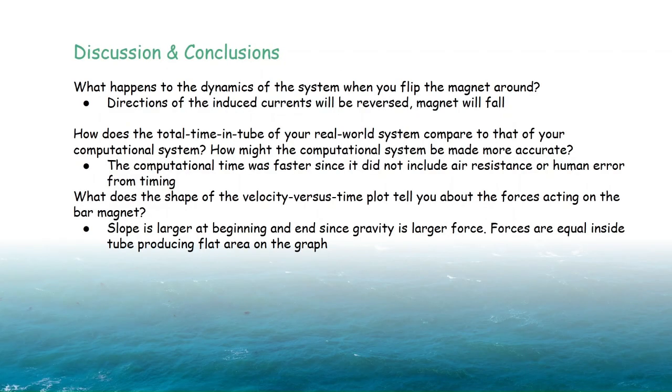So what happens to the dynamics of the system when you flip the magnet around? So the magnet will still fall, so its motion will not change, but the induced currents would be flipped since the magnetic fields would be traveling in opposite directions.